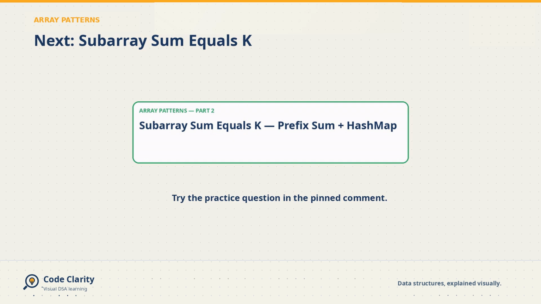This was part 1 of our array pattern series. Next, we will combine prefix sum with a hash map to solve subarray sum equals k. Try the pinned comment question before you go.